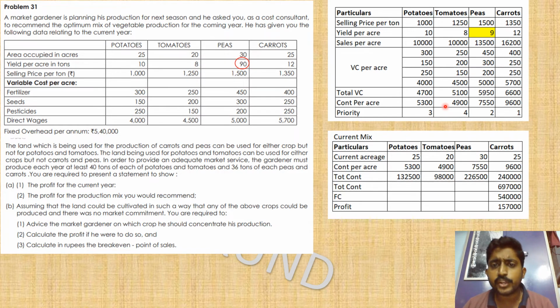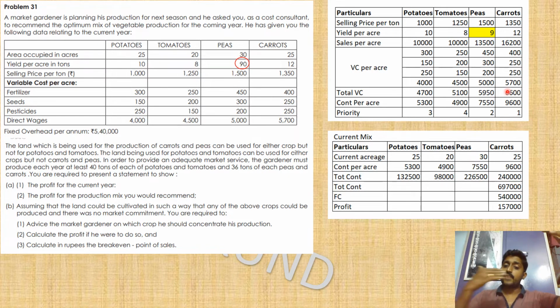Same way, selling price per ton is given in the question, and the yield in tons per acre is also given. If I multiply selling price per ton and yield per acre, I can find sales per acre. And variable cost per acre is already given in the question. We just have to total it: fertilizer plus seeds plus pesticides plus direct wages, everything put together. Total variable cost I have also totaled here.